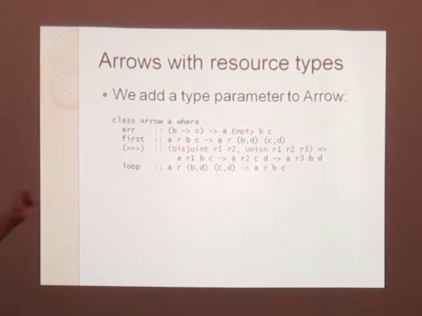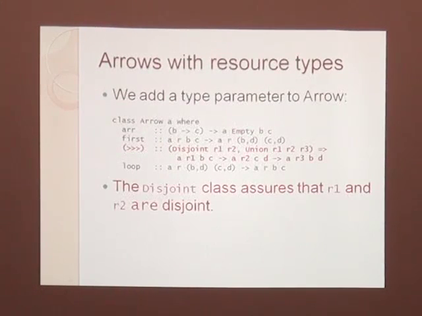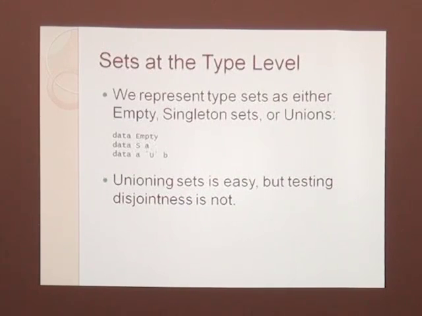You see now arrow takes 3 arguments, R for resources, and then the B and the C. And the most exciting thing here, obviously, is this disjoint and union thing. So we're going to go into how those work, because that's kind of interesting. So first of all, as I said, we have these 3 ways to make resource type sets. Make sets at the type level: empty, singleton, and union.